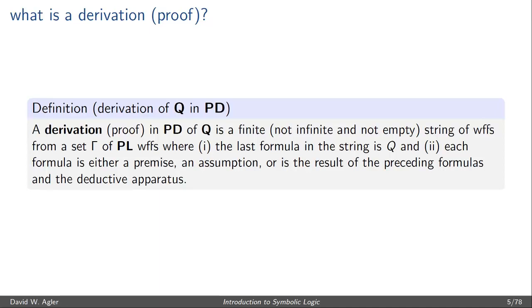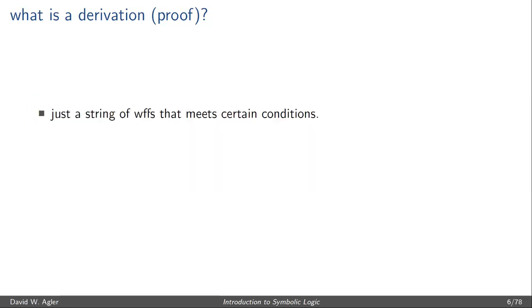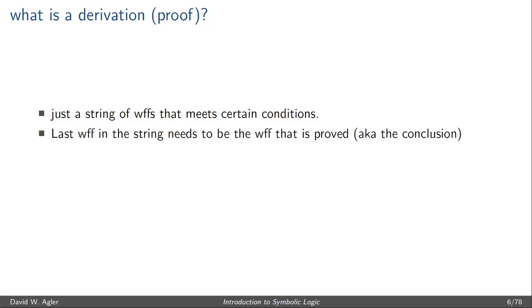So let's take a look at what this means. Let's break this definition down a little bit. When we talk about what a derivation or proof is, the first thing is we're just saying that it's a string of well-formed formulas. It's nothing more and nothing less. But this string of formulas needs to meet certain conditions. The first condition is that the last well-formed formula in the string is the formula that is being proved, in other words, the conclusion. So if we say we have a proof of Q, then we have a string of formulas where the last formula in the string is Q.